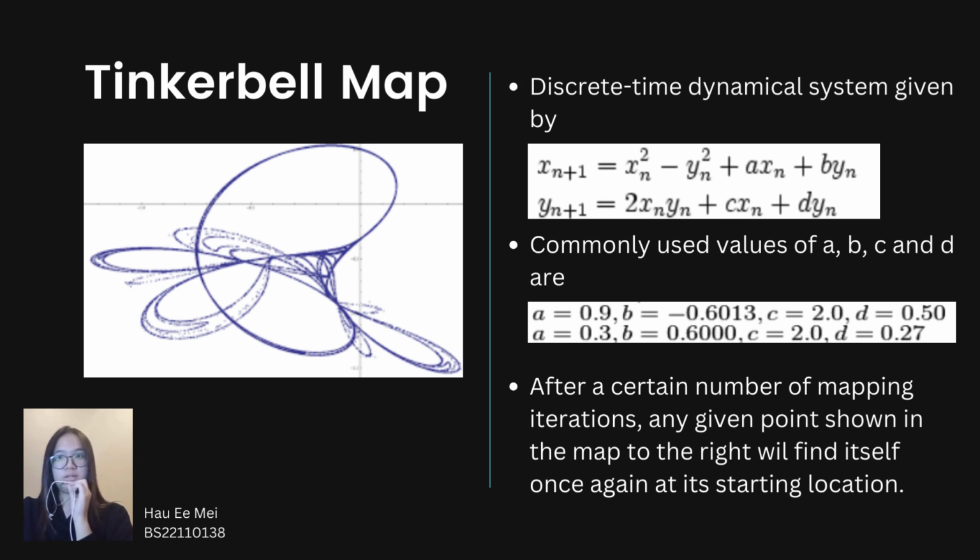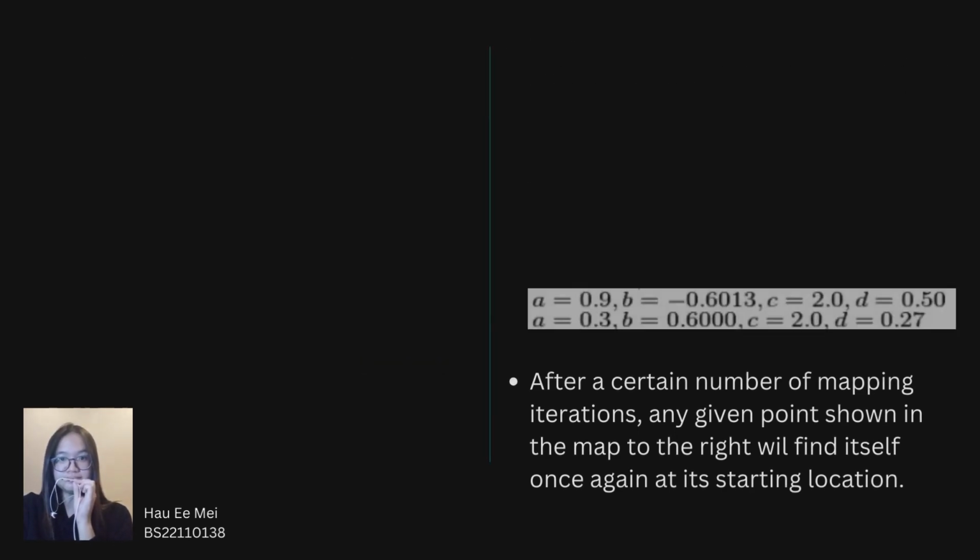So like all the chaotic maps, this Tinkerbell map also has some periods, and after a certain number of iterations, any given point shown in the map will find itself once again as its starting point, which you can see in the diagram on the left side.